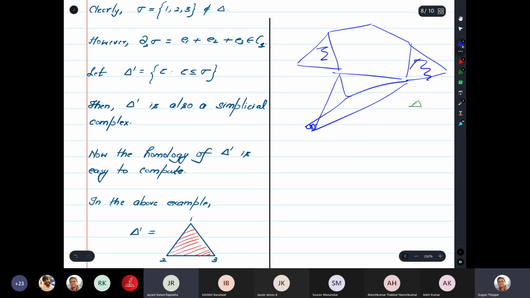So what do I mean by that? So let's label these vertices. So let's say 1, 2, 3, 4, 5, 6, 7, 8, and maybe 9. Okay, I hope I have labeled all these vertices, right? So this is the simplicial complex.